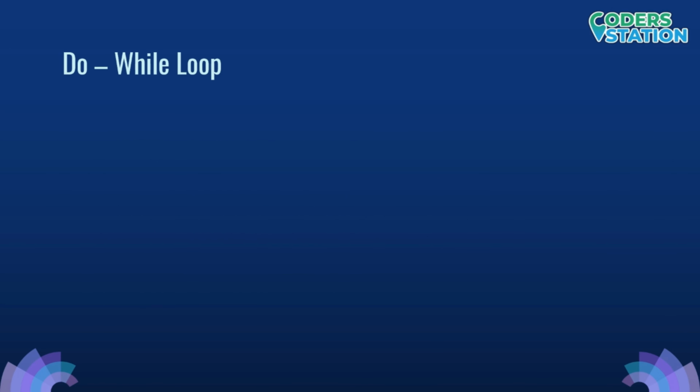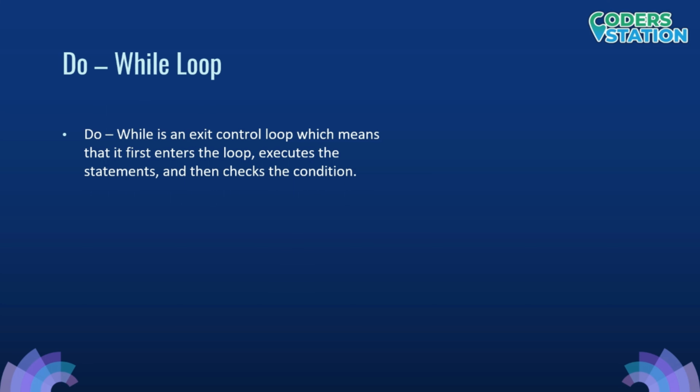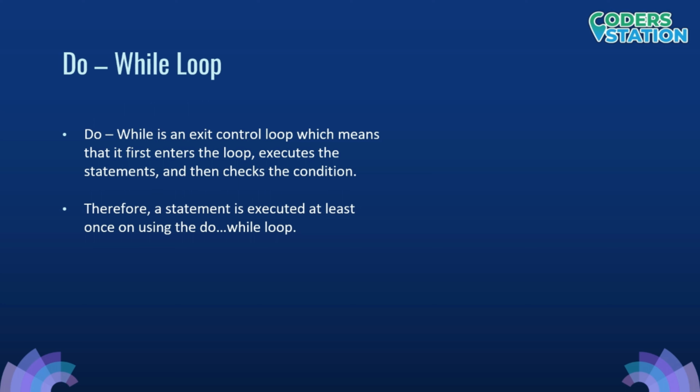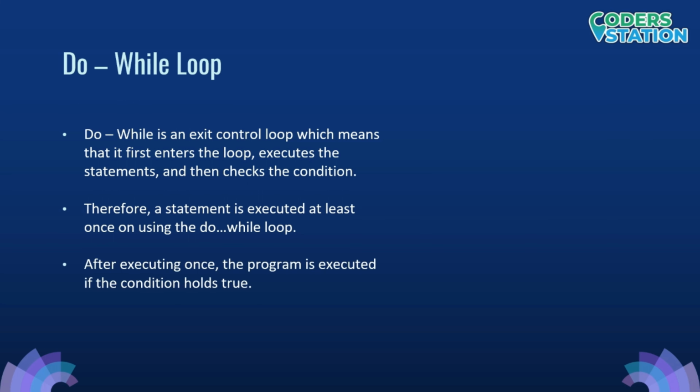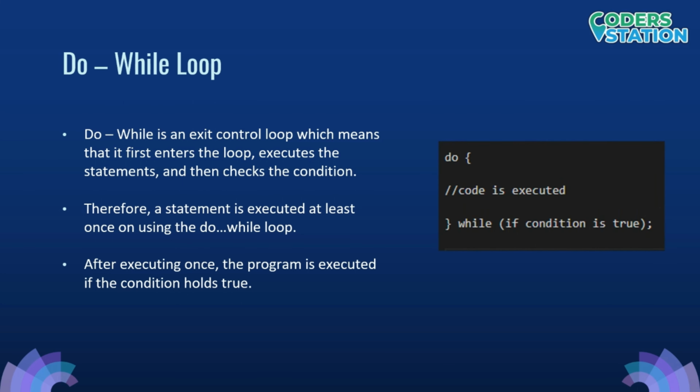Do while loop is an exit control loop, which means that it first enters the loop, executes the statement once, and then checks the condition. Therefore, a statement is executed at least once using the do while loop before the loop begins or terminates. After executing once, the loop is executed again if the condition holds true. So in a do while loop, the condition is tested after executing the statement within the loop. This means that a do while loop will execute its statement at least once, even if the condition is false.